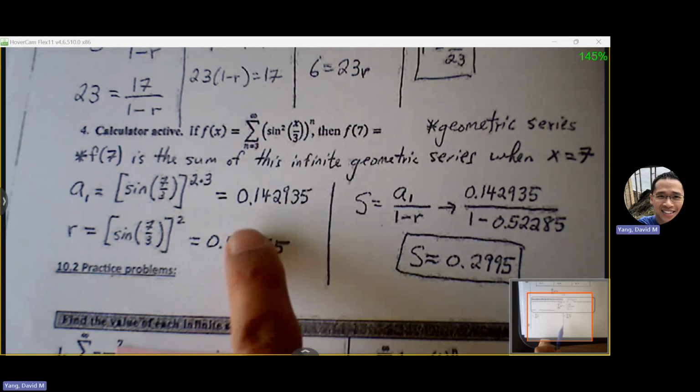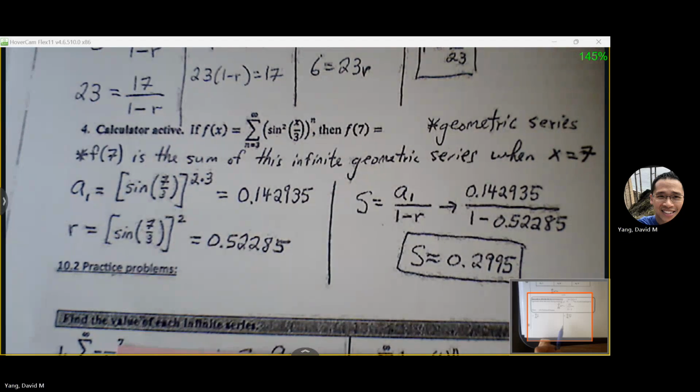Because if I want to find my first term, my a sub 1 would be whatever this number is when I plug 3 into this value. I should put the 2 out here so that it'll be easier to plug into the calculator, because it's hard to put sine squared of 7/3 in the calculator. And I also need that 3 there, because I'm trying to find that first term when n is 3.